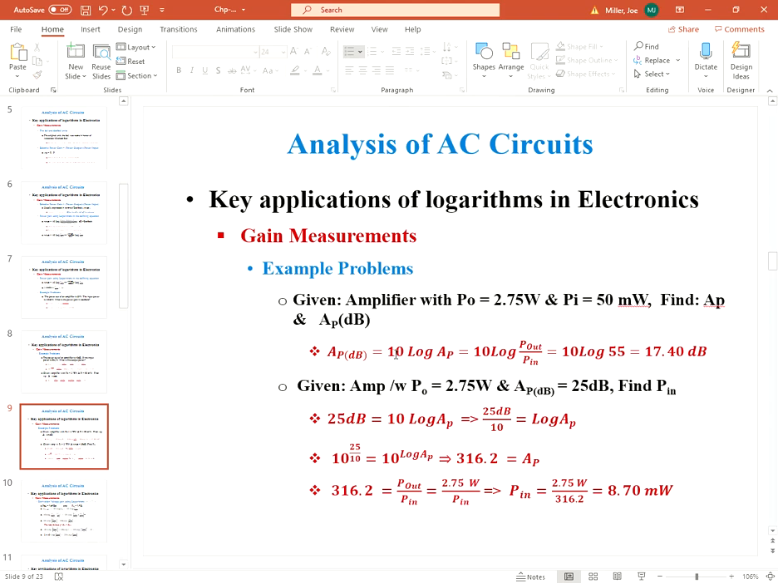And APdB would be 10 log AP, or 10 log power out over power in. Since we already know what this ratio is, and we know what AP is, it's 55, let's put that in there. Take the log of 55, it'll be 1.74, then multiply that by 10, so 17.4 dB.